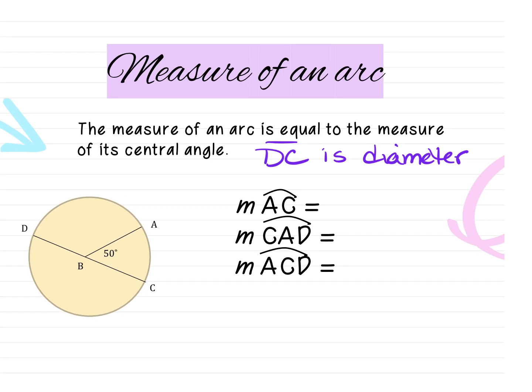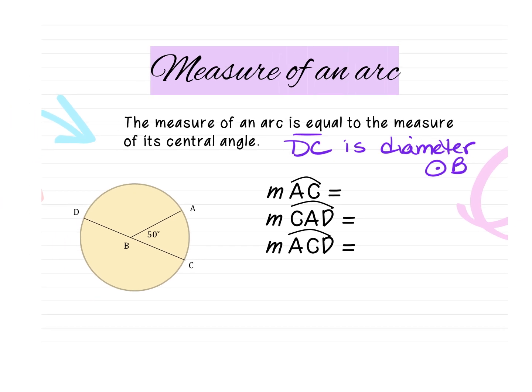And again, you could just put the little circle and then the center point. So in order to find the measurement of arc AC, which is right here, I'm going to use the central angle. Remember, the central angle is formed by the 2 radii. So because this central angle is 50, then arc AC is also 50.